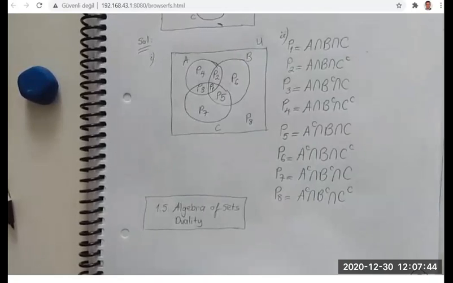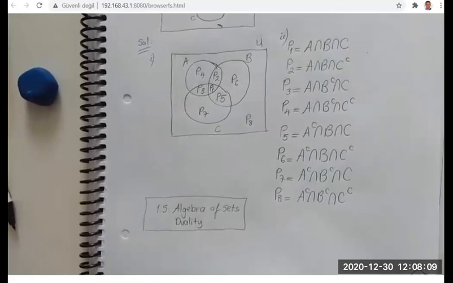Our main goal is to come to counting techniques and graph theory, which are our main part. Any question?